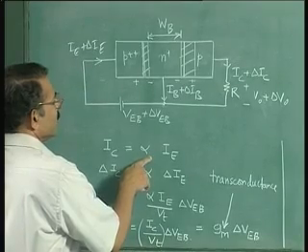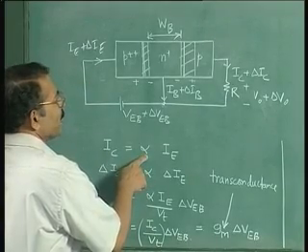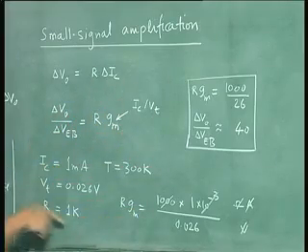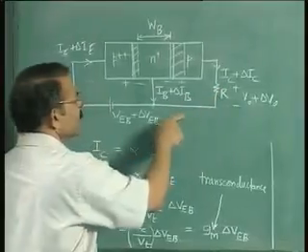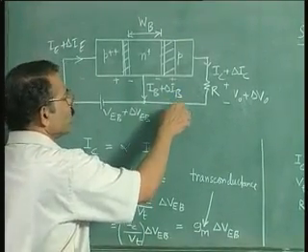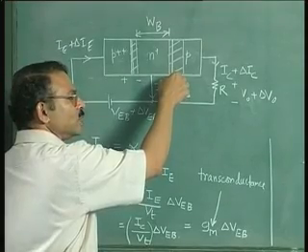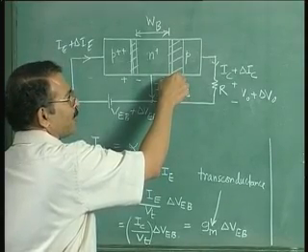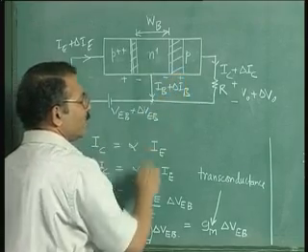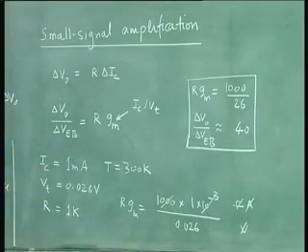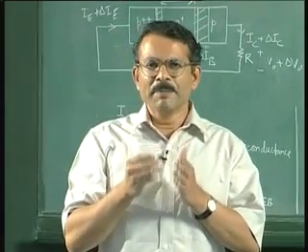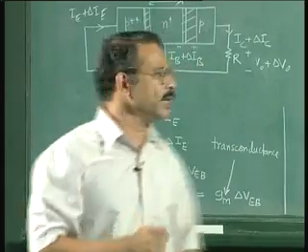Now, that being the case, these formulae that we have derived are not valid for this particular circuit unless we do something to bring this voltage back to 0 bias. If we can bring this voltage across the collector base junction back to 0 bias, then all that we have discussed is valid. Now, this is what is important for using the transistor as a small signal amplifier. How can we do it?